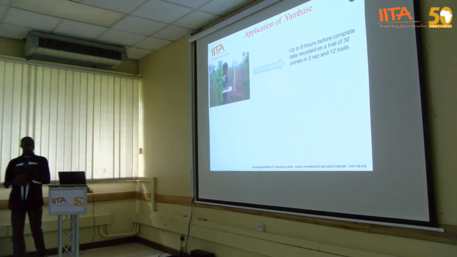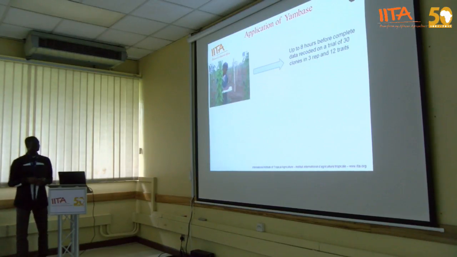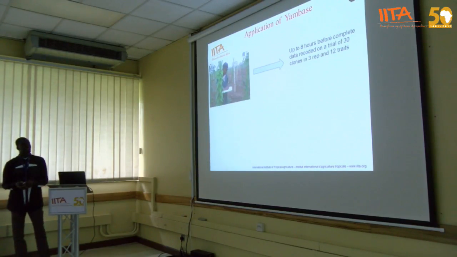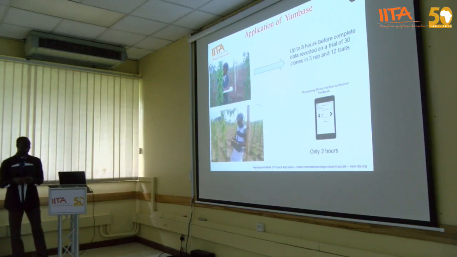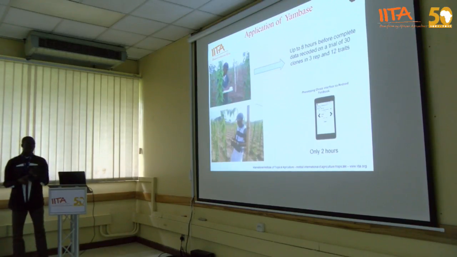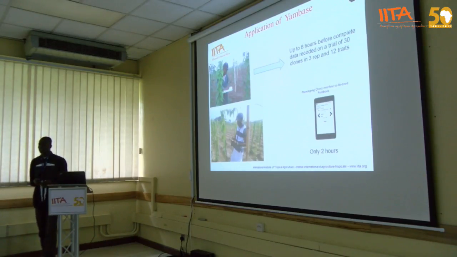And then we tried last year to evaluate the old method against the new method. When you have 30 clones replicated in 3 reps and 12 traits to be collected, you can spend up to 8 hours before you finish. Just using YAMBASE by creating your trial along with the Field Book app, in only 2 hours you have already finished collecting your data.